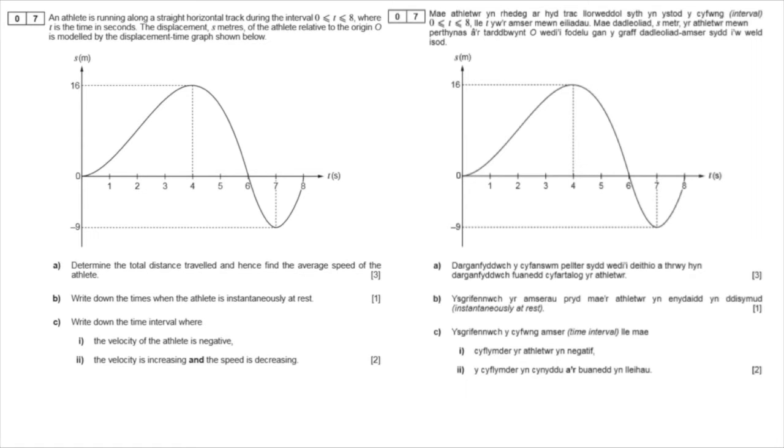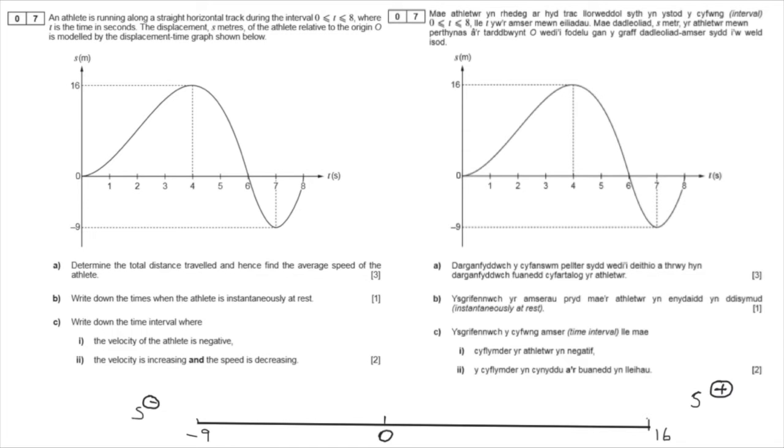He continues to run until he reaches a distance of 9 meters in this negative direction, and then returns once again to O. It is worth noting that we can use displacement time graphs to calculate velocity. We will take a look at this next before looking at the detail of this question. The small scale below the questions is an attempt to show the position of the athlete at key times.